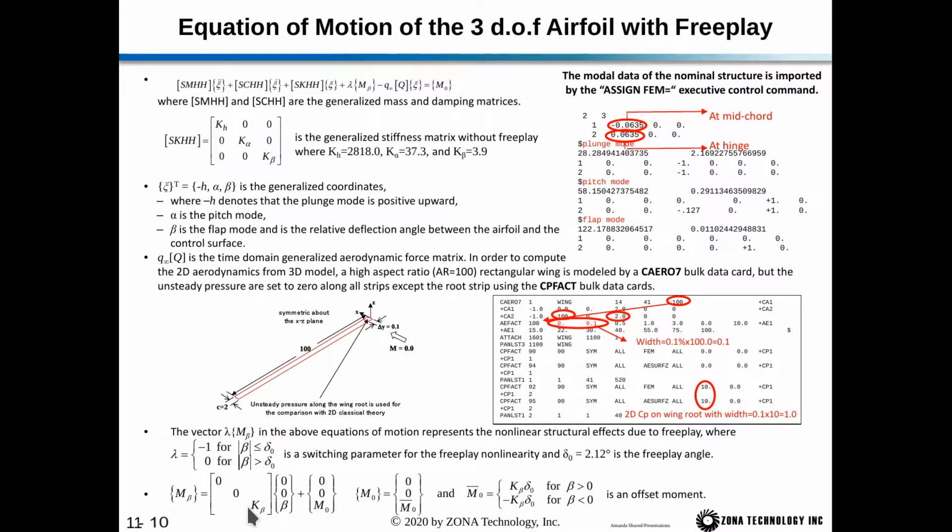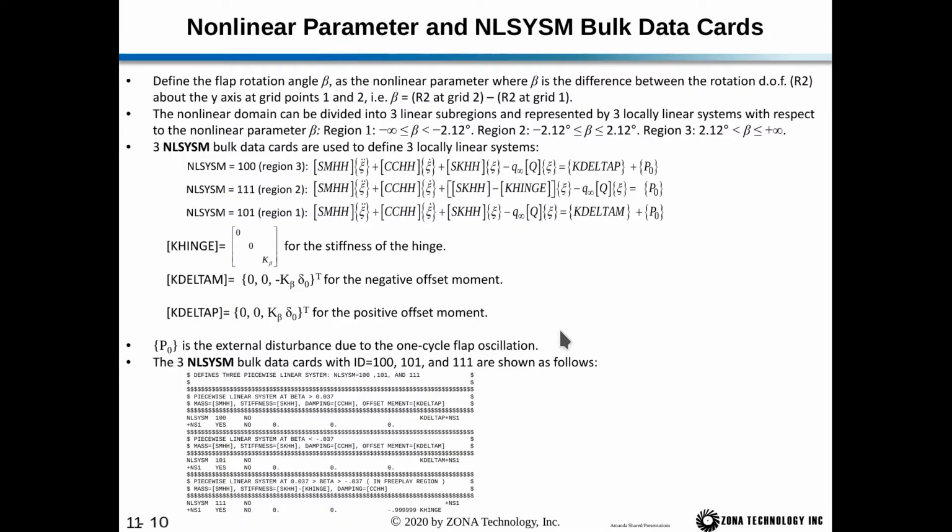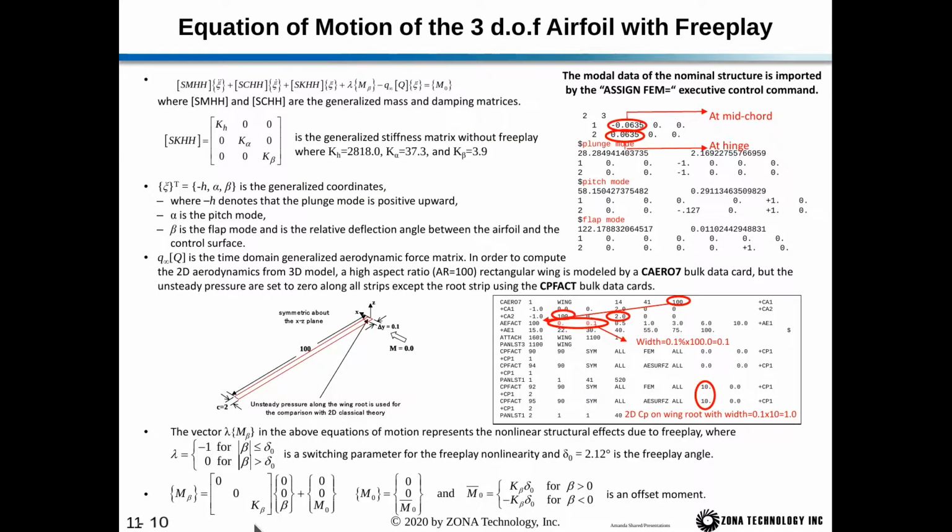I think we'll see that on the next slide. What we'll see on the next slide is that this lambda parameter introduces Freeplay by subtracting out this k beta, essentially from KHH. So in effect, when we are inside the Freeplay region, this term in our KHH matrix will turn into a 0, which gives us 0 stiffness.